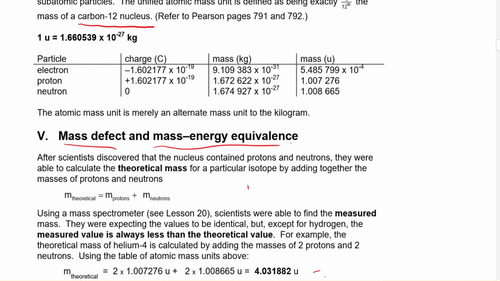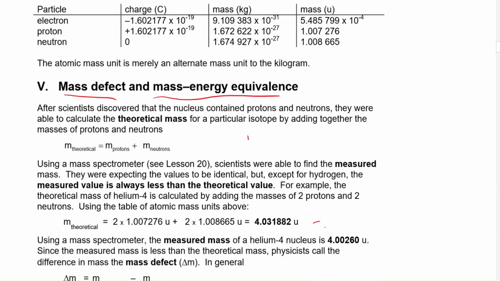All right, so what happened was scientists discovered that the nucleus contained protons and neutrons. So they were figuring this part of the puzzle out. They were able to calculate the theoretical mass of a particular isotope by adding together the masses of the protons and neutrons. They know the mass of a proton and the mass of a neutron, so protons plus neutrons equals the mass of our atom. And you might be saying, well, what about the electrons? Electrons are just so small, they don't really come into play here. The mass of the proton and the neutron are way more, so we don't worry about the mass of the electron. Pretend they're not even there.